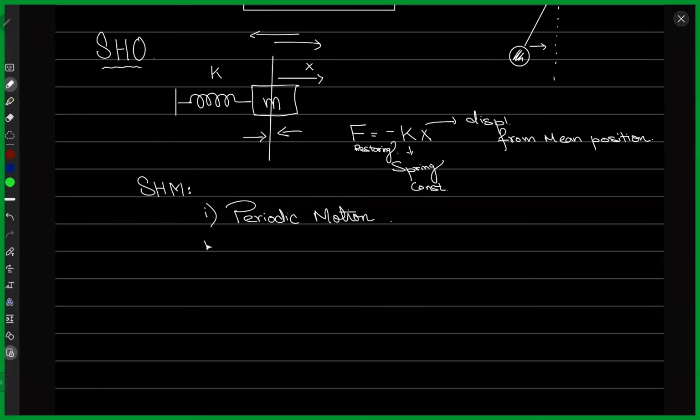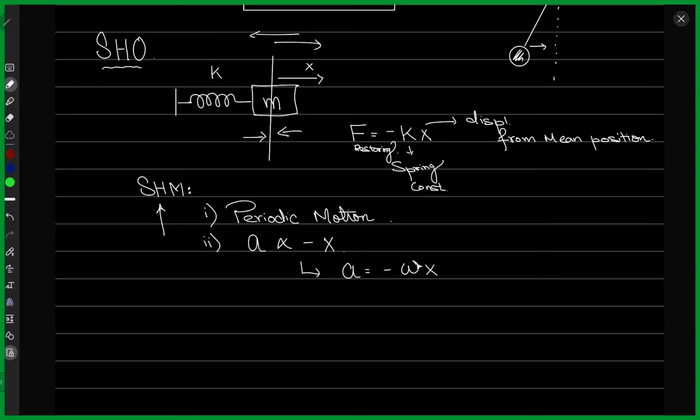Now, the second condition, which is the most important one for simple harmonic motion, is that the acceleration, which is directed towards the center, to the mean position, is proportional to the displacement, right? So the acceleration is proportional to the negative of displacement. The negative sign is again ensuring that it's towards the mean position, right? And from here we develop this equation that a is equal to minus some constant times x.